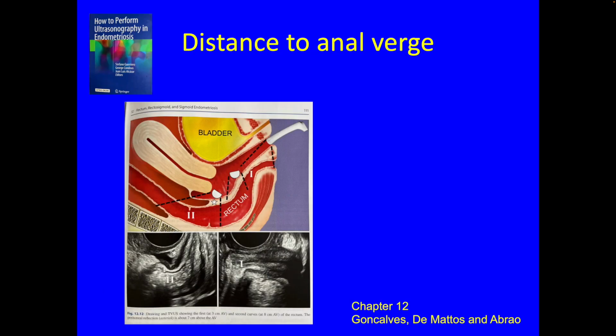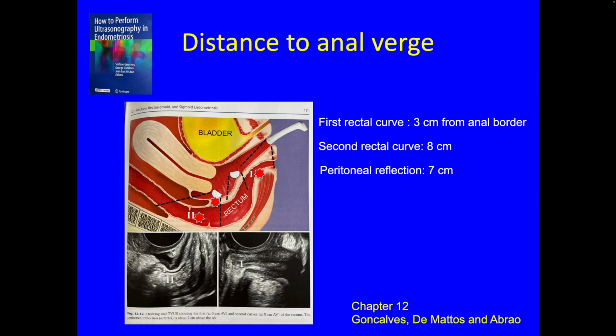Then we're always asked, what's the distance to the anal verge? And this book is superb. In chapter 12, the authors describe that the bowel curves. There's the first rectal curve at 3 centimetres from the border, the second one at 8 centimetres. The peritoneal reflection, if it's present, is at 7, the same as the lower edge of the cervix, and then the torus is at 8 to 10 centimetres.